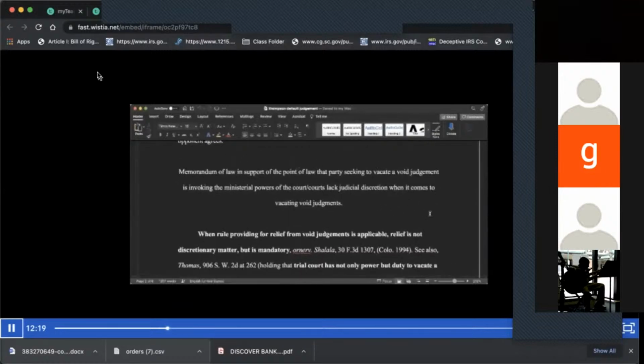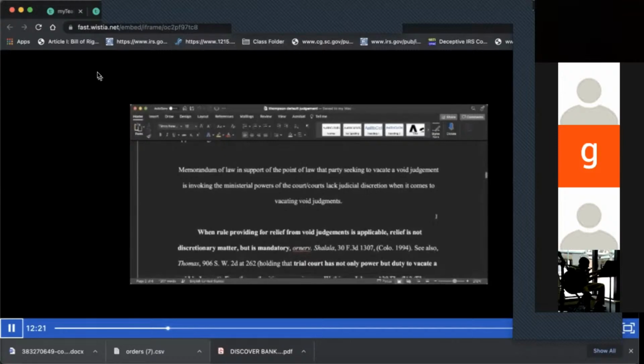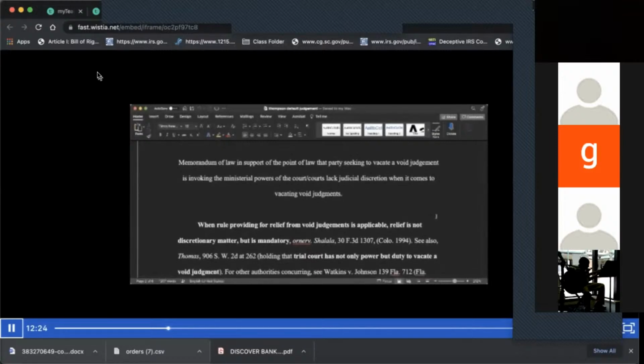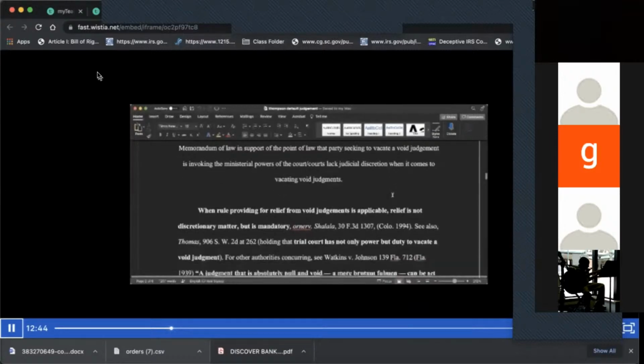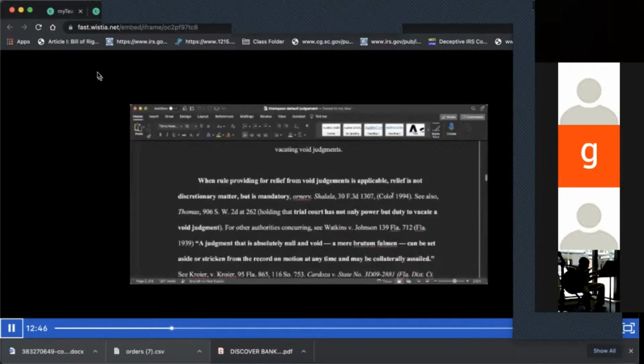Memorandum of law in support of the point of law that a party seeking to vacate a void judgment is invoking the ministerial powers of the court. Courts lack judicial discretion when it comes to vacating a void judgment. So if they don't have that evidence there, they've got to give you your win. That's what I'm trying to get you to realize. They have to. That's why when the brother was talking to me yesterday, I said, you need to read what I gave you over and over. Read it because you will need to recall this when you're in court.